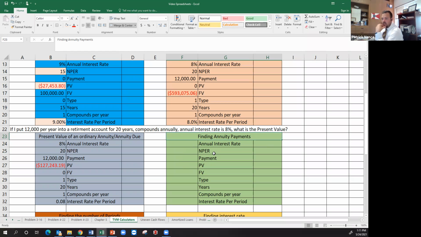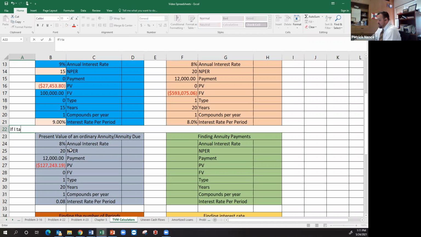So we can find out what an annuity payment is, or basically a regular payment at regular intervals, by finding the payment on a loan. So let's say that I'm thinking about buying a house. Housing market is crazy right now. So if I take out a $100,000 loan for a home, and my interest rate is 4.5%, what is my monthly payment?